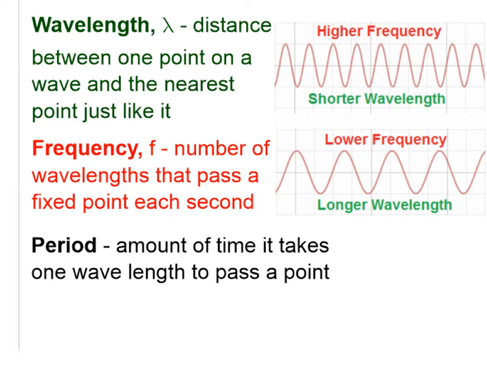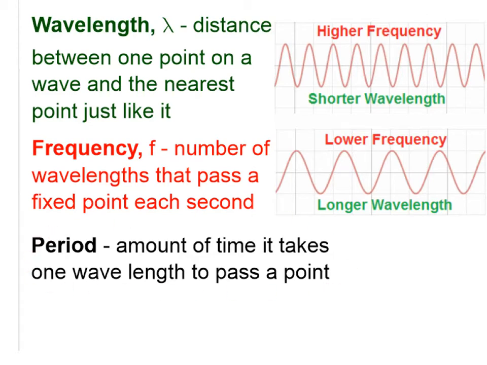When we have a high frequency, we have a lot of waves going past a certain point per second. A lower frequency would have fewer waves going past that point per second. Frequency and wavelength are what we call inversely proportional. When we have high frequency, we will have a short wavelength. You can see the wavelength here is shorter than the wavelength here. If we have a longer wavelength, we will have a lower frequency. So we call those inversely proportional.